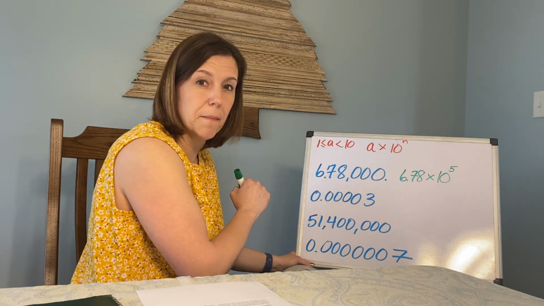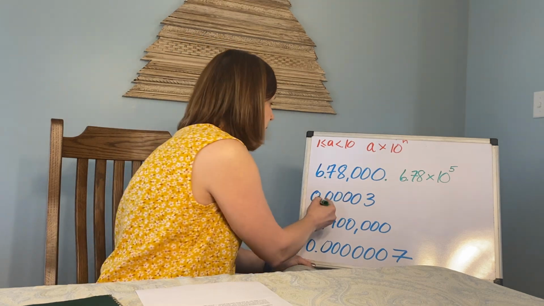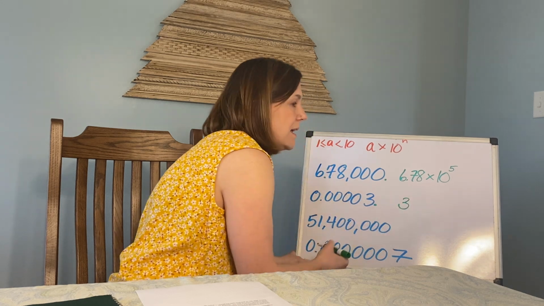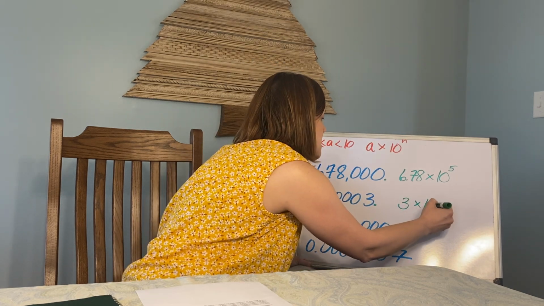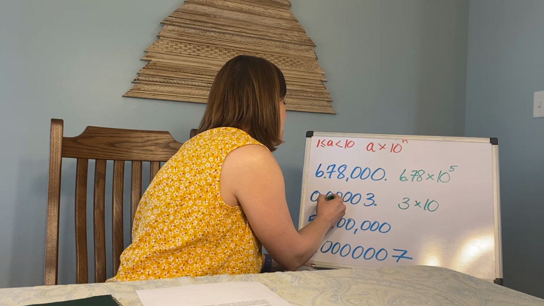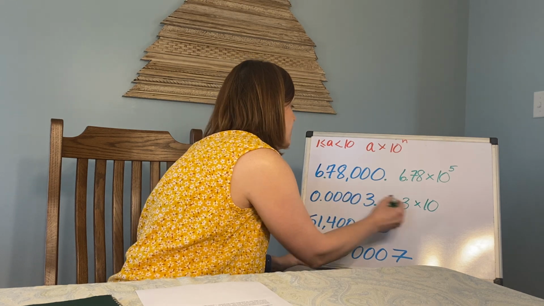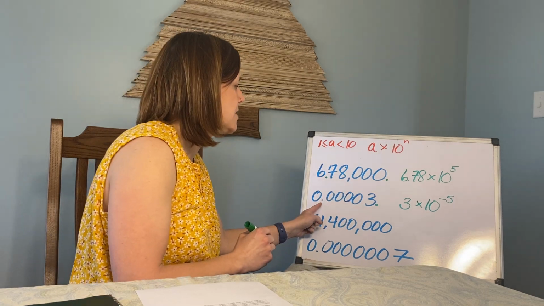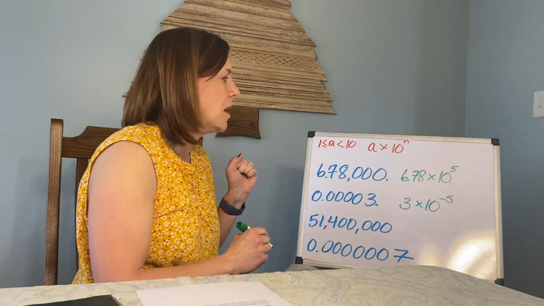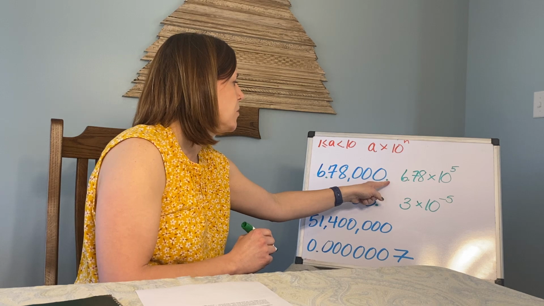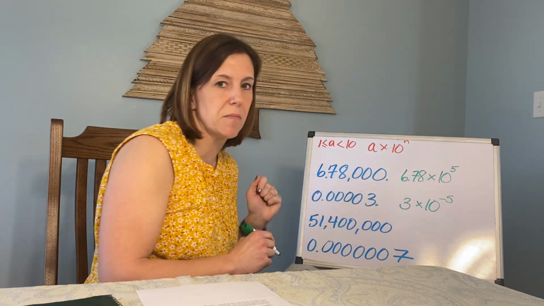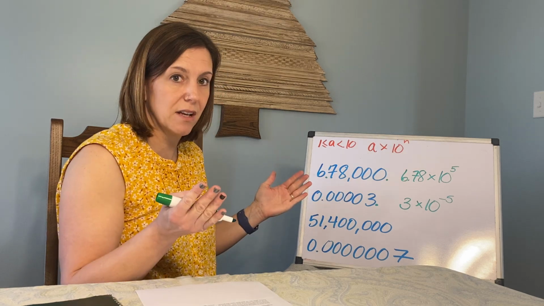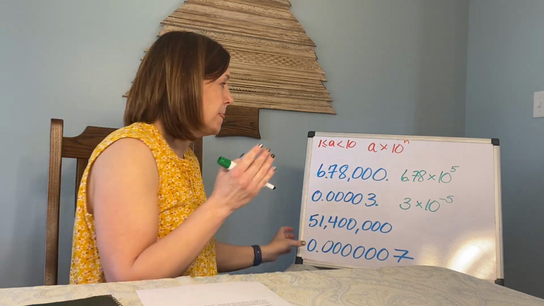This one's a really small number, so I know it's going to be a negative exponent. My decimal point is here. I want it to be here, making this 3 times 10 to the 1, 2, 3, 4, 5, negative 5. Remember, if I'm moving my decimal to the right, it's a negative number. If I'm moving it from the right to the left, it's a positive number. Remember, we are going from standard to scientific, so these rules apply here.